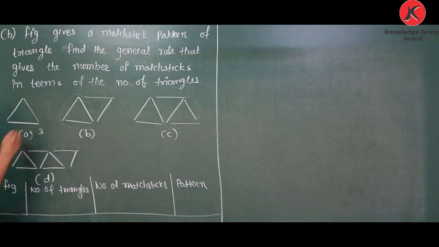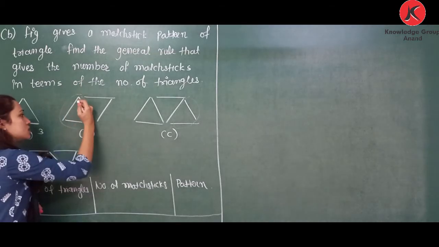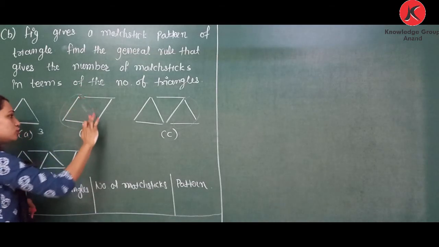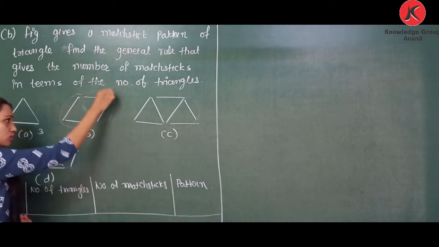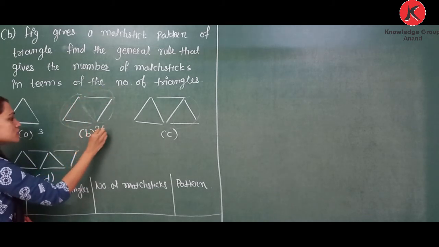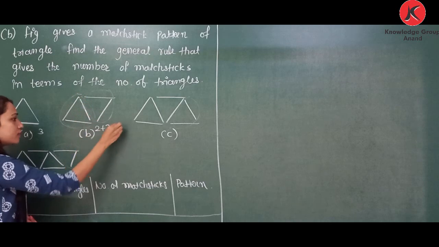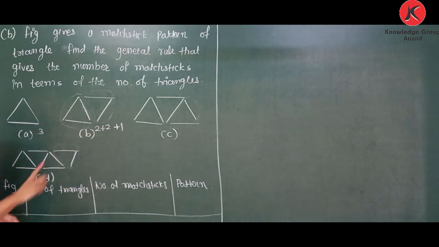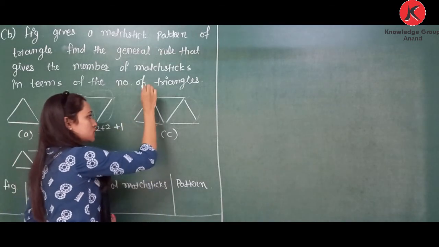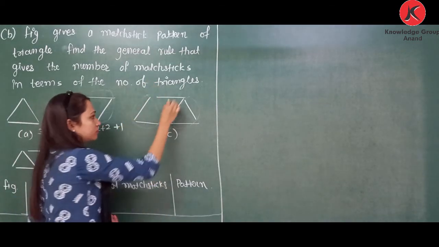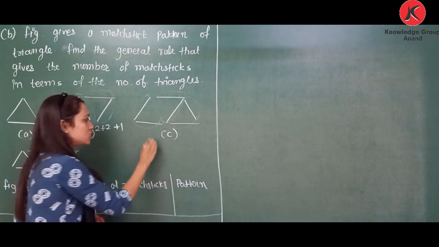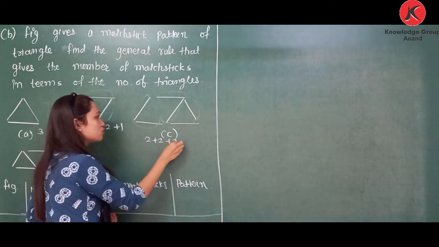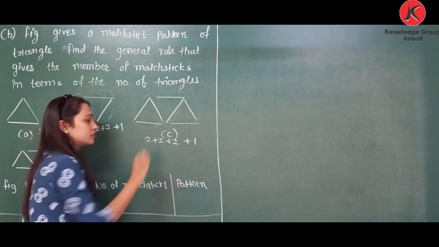How many matchsticks are required here? 3. Now if we remove this matchstick that joins two triangles, then for the first triangle we need 2, and for the second we need 2. It means 2 plus 2 and 1 that we add at the last. Every time we need to add 2. So this one is 2. For the second triangle we also need 2, and for the third we also need 2. So it is 2 plus 2 plus 2 and 1 that we add at the end.